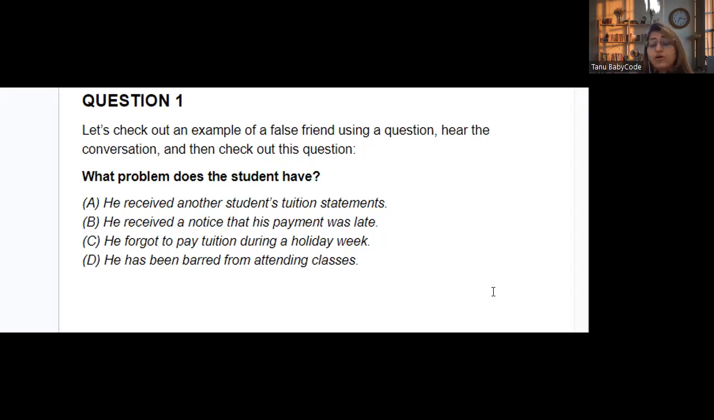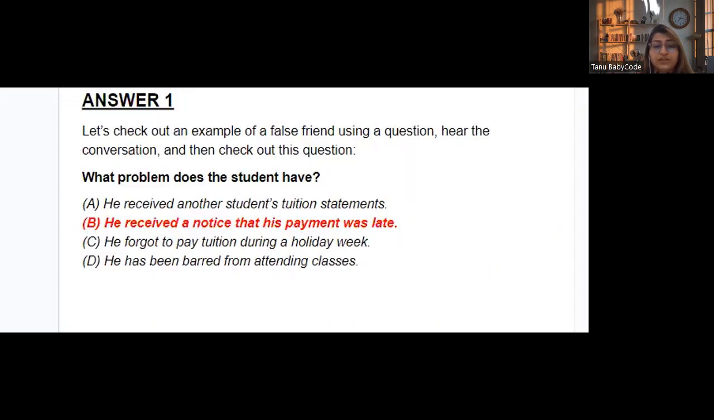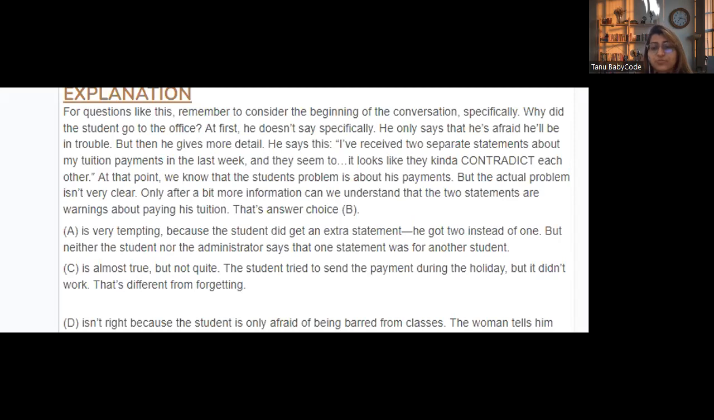So what do you think? What problem does the student have? He talked about that, yes, he did make the payment, but it was not accepted, right? There were some issues regarding the payment. So he forgot to pay the tuition during a holiday week, or he received a notice that his payment was late. So the correct option was that he received a notice that his payment was late, right? You can see the explanation part also for better clarification.